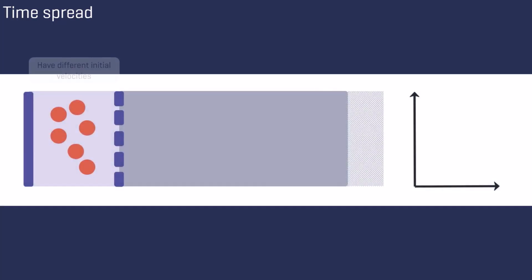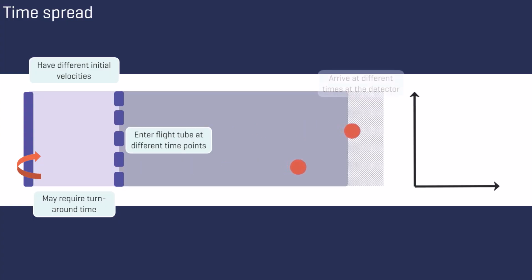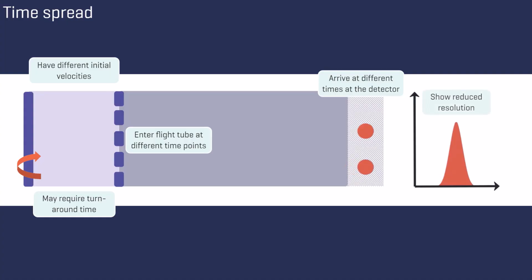In addition to the spatial spread, ions also bear an initial velocity, as indicated here by the length and direction of the arrows. This gives rise to a time spread which negatively influences mass resolution. Let's observe these two ions that start at the same distance from the pusher within the extraction region, but have different velocities. The time it takes to get the lower ion into the right direction, which is the flight tube, is called turnaround time. The ions with different initial velocities therefore enter the flight tube at different time points. They reach the detector at different times, which further contributes to reduced mass resolution.